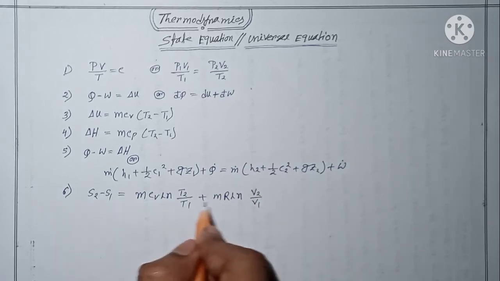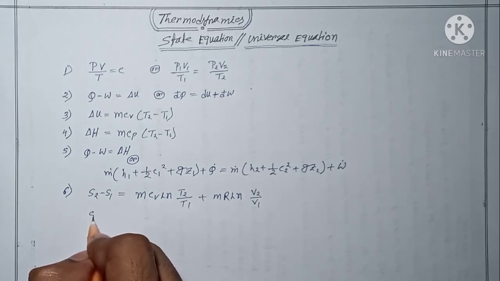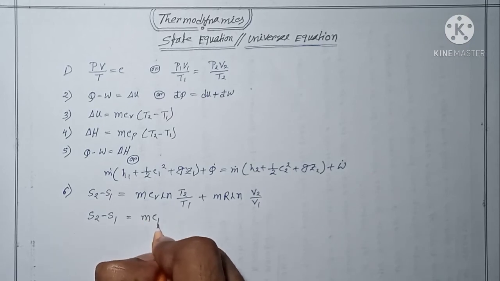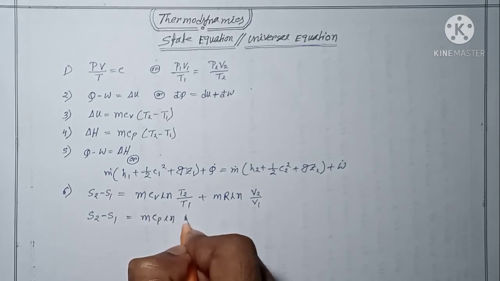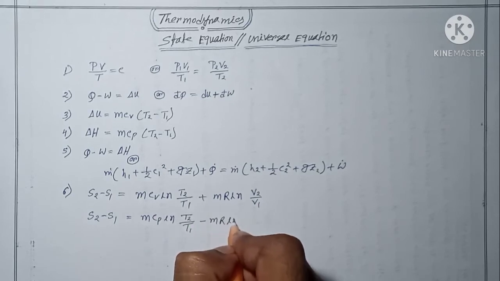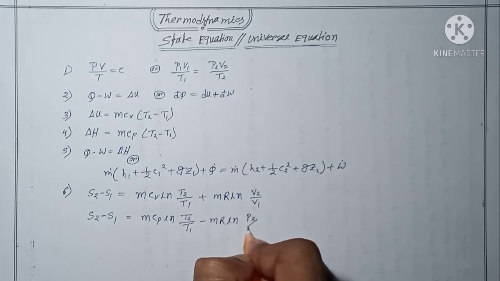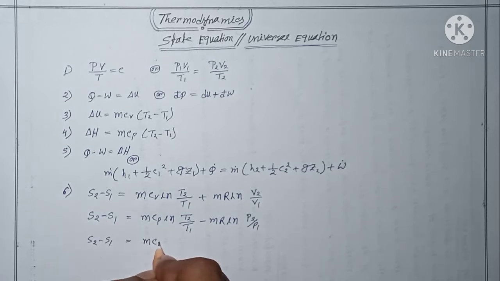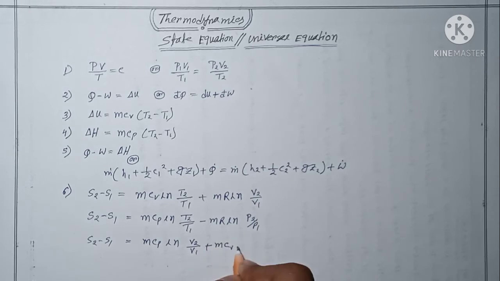Now this one is one equation. Another equation you can also write like that: S2 minus S1 is equal to m Cp ln T2 by T1 minus m R ln P2 by P1. Also, another equation is there, you can take help of this equation also: S2 minus S1 is equal to m Cp ln V2 by V1 plus m Cv ln P2 by P1.